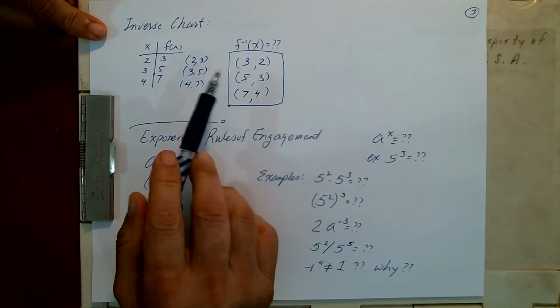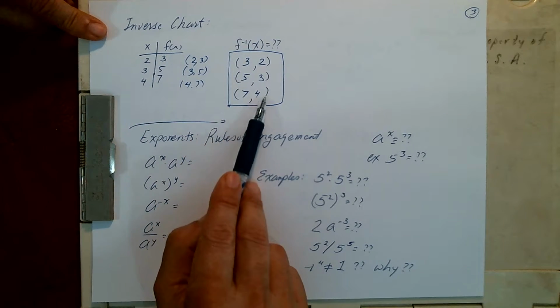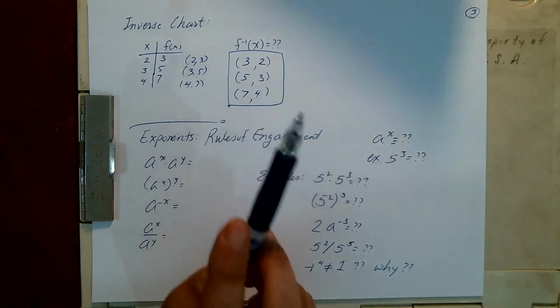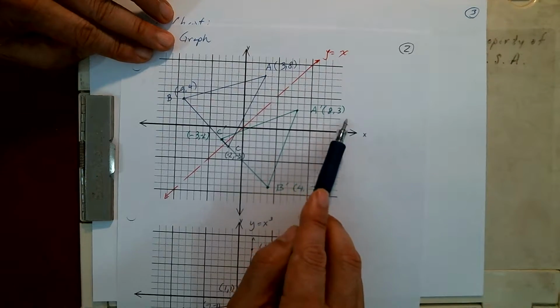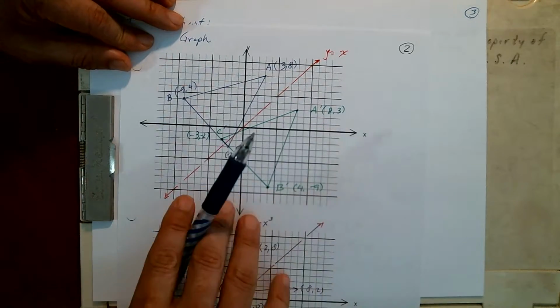Okay? So if they give you coordinates and say find the f inverse, you just switch the x and the y, just like this form right here. Remember, we switched the x and the y. (3, 8) becomes (8, 3). Okay?